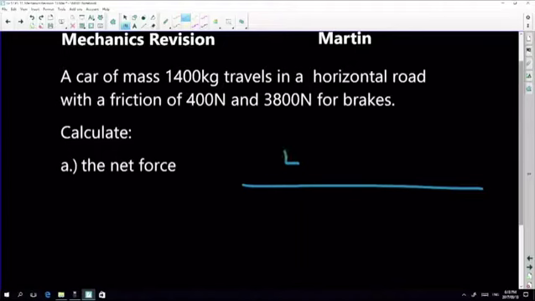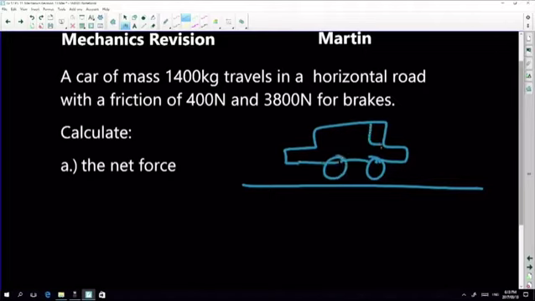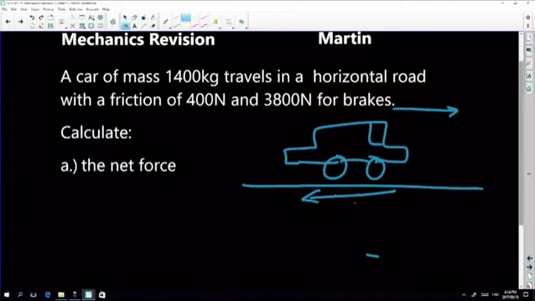So here's our car, okay? And it's a box car from the 80s. It's awesome. Okay, so there's my car, and there's the window, car's going in this direction, okay? Now, with the car going forward, what you need to recognize here, guys, and this is where you're getting confused, is the car's going forward, friction always opposes motion. So the friction must go backwards at 400 newtons, okay?